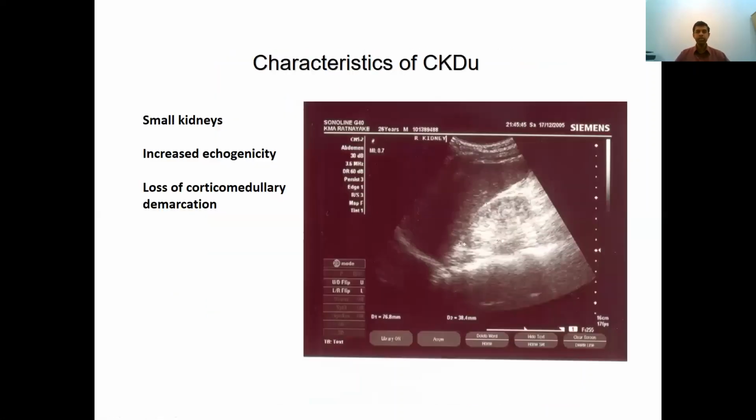You do an ultrasound scan, again it looks like a CKD kidney, where sometimes the kidneys will be small, shrunken, with increased echogenicity and loss of corticomedullary demarcation. So you can see the kidney here, and you can see the increased echogenicity with poor corticomedullary demarcation of this kidney.